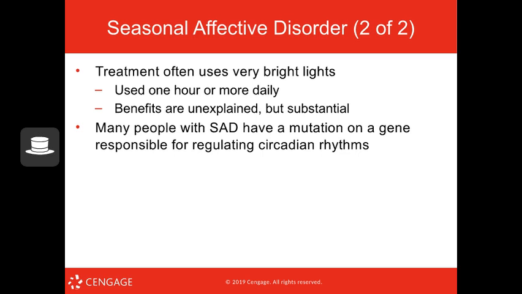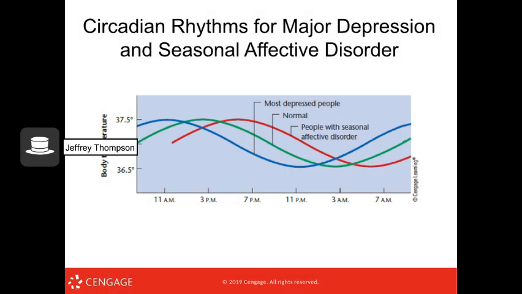Now, people with seasonal affective disorder do have a mutation on the gene that's responsible for regulating circadian rhythms, so we can see that there is a genetic root to the disorder. So here we go. We have seasonal affective disorder, that is phase delayed. We have depressed people, phase advanced, and we have people who are not depressed or don't have seasonal affective disorder, who have a normal circadian rhythm.